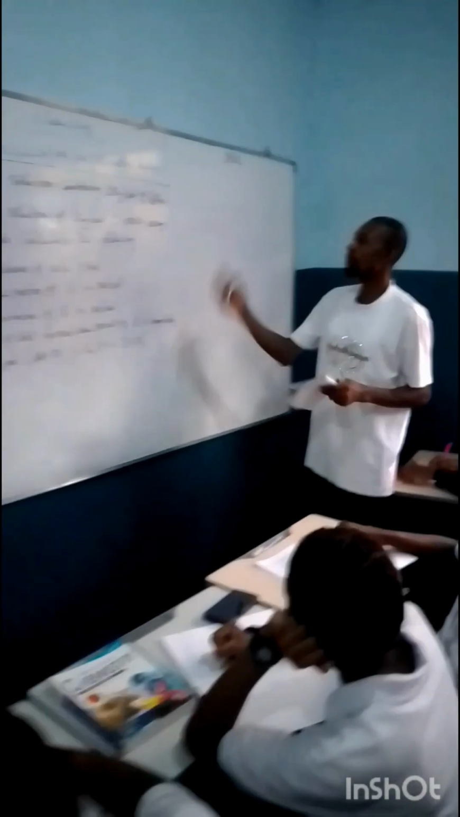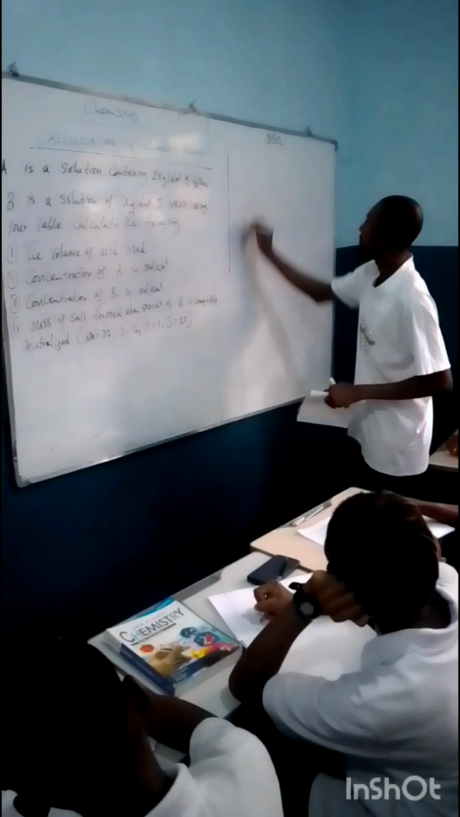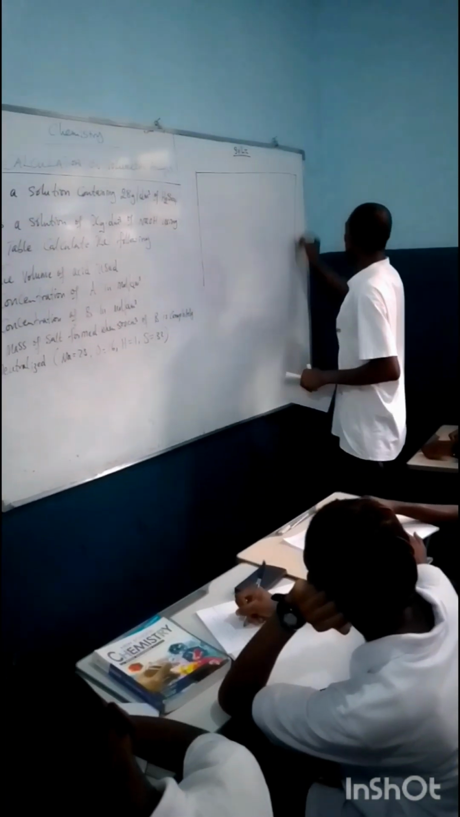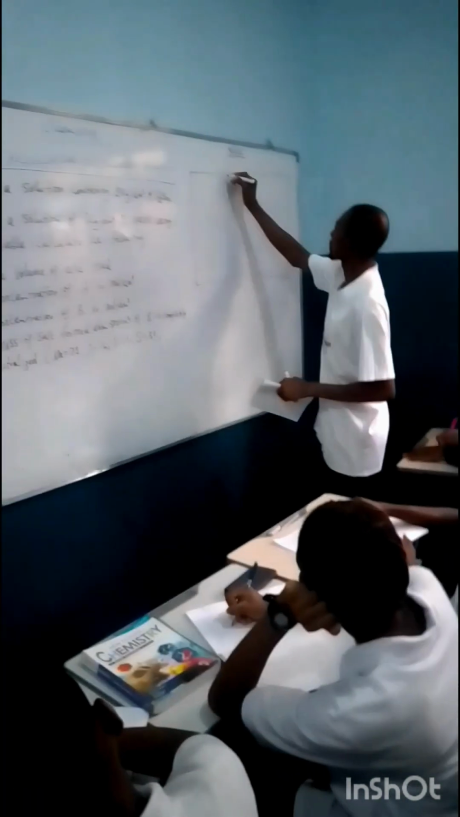Now, we are going to solve this question one after the other. Solution. A is a solution containing 28 gram per dm cube of sodium hydroxide. Now, before we go into this, let us make our table and then write out our results.